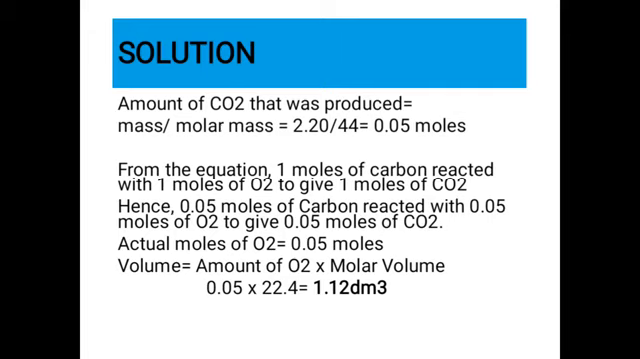Then you do the stoichiometry of the equation again. 1 mole of carbon is equivalent to 1 mole of O2 and 1 mole of CO2. Therefore, since they have the same stoichiometric ratio, 0.05 mole of carbon is the same as 0.05 moles of CO2 and 0.05 moles of O2. So the actual moles of O2 here is 0.05 moles. Then to calculate the volume, that's amount times molar volume. That's 0.05 times 22.4, which is equal to 1.12 dm cube.